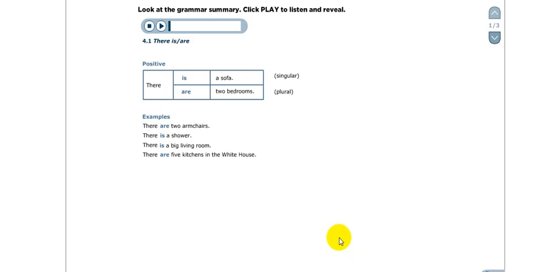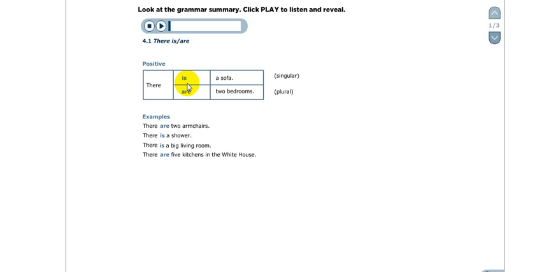So we use there is and there are with positive sentences only, the affirmative sentences. We do not use them with negative sentences or questions. There is with the singular, there are with the plural, and we have here practice about this grammatical rule.